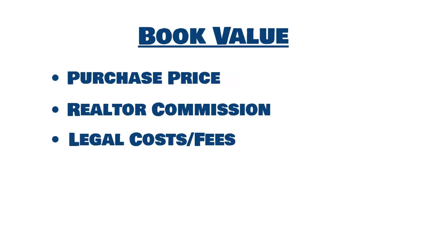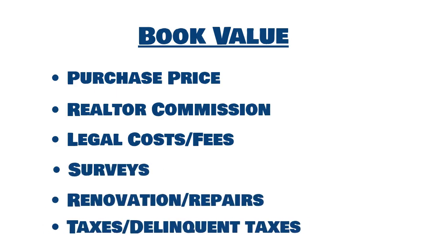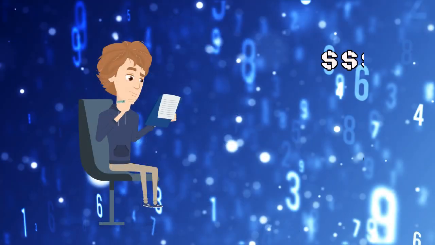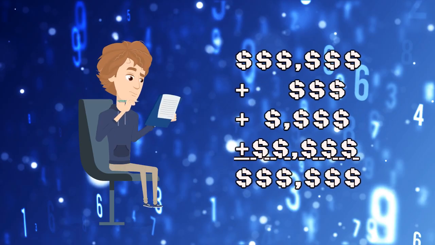Isn't that the same as the total cost we paid for the asset? The amount we record on the books is for all the costs of acquiring that asset. It could include the purchase price, realtor commission, legal costs and fees, surveys, renovation and repairs, taxes, and even delinquent taxes in some cases. Wow! Once you add all of those extra costs together, the amount recorded on the books can be much higher than the purchase price.